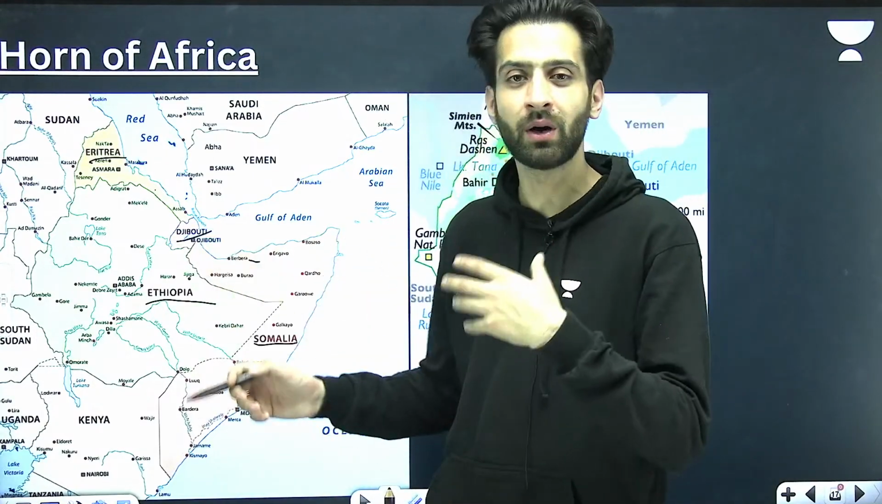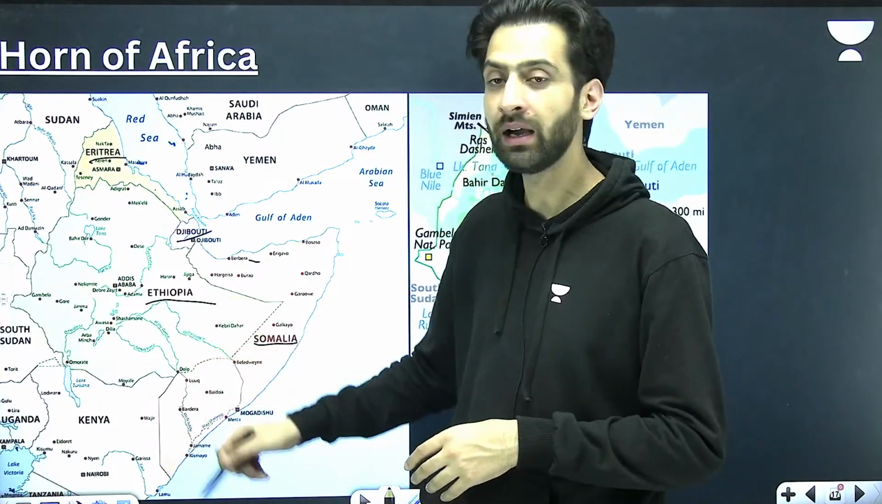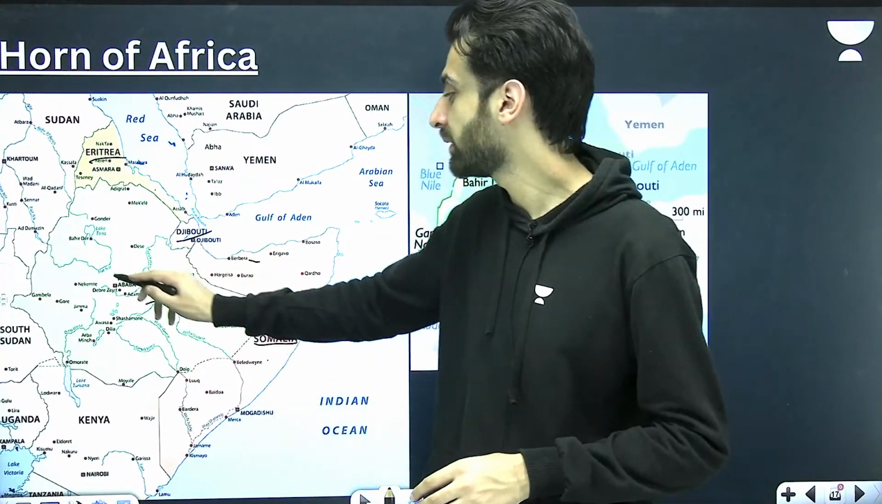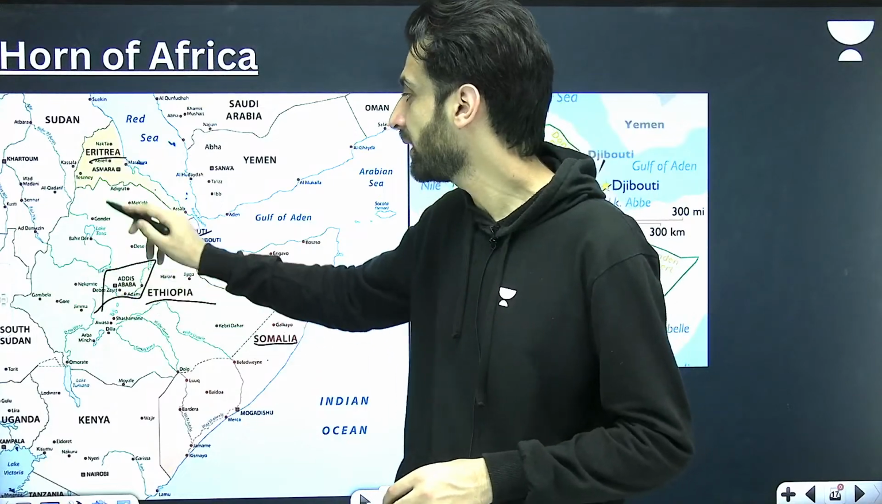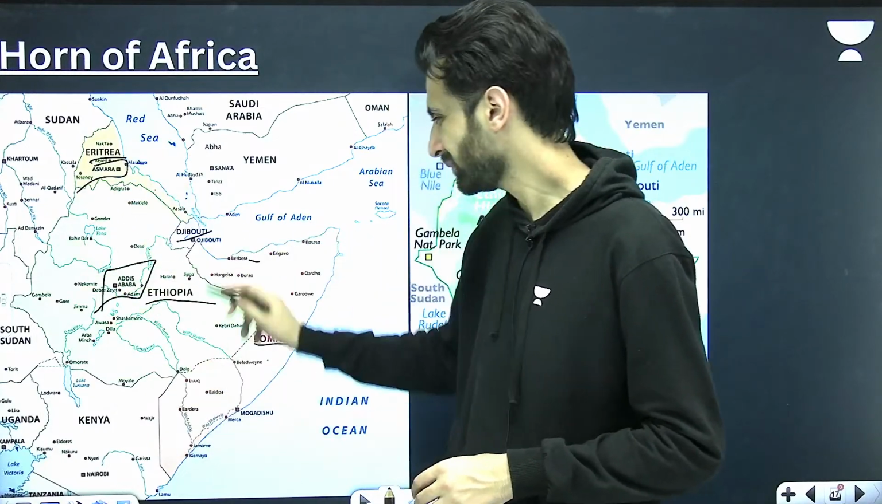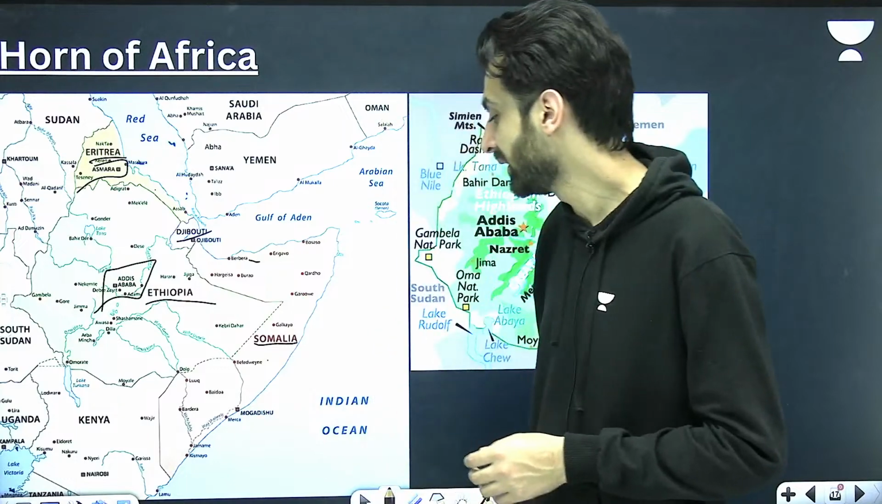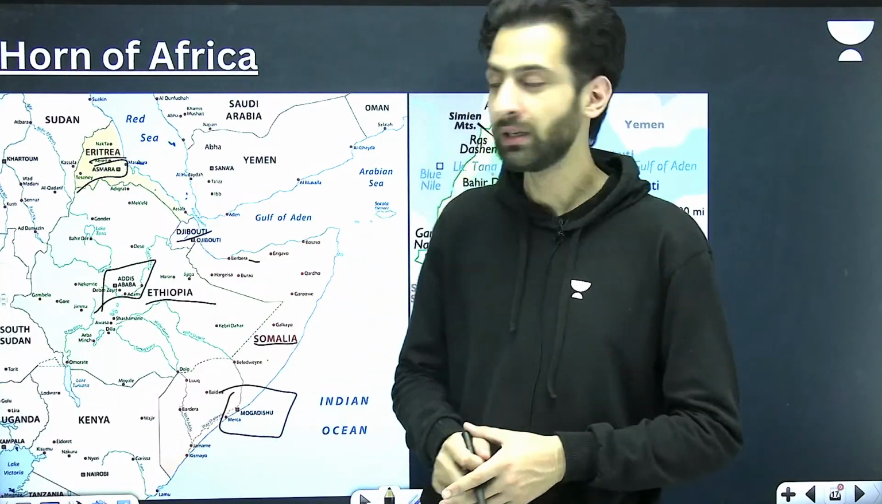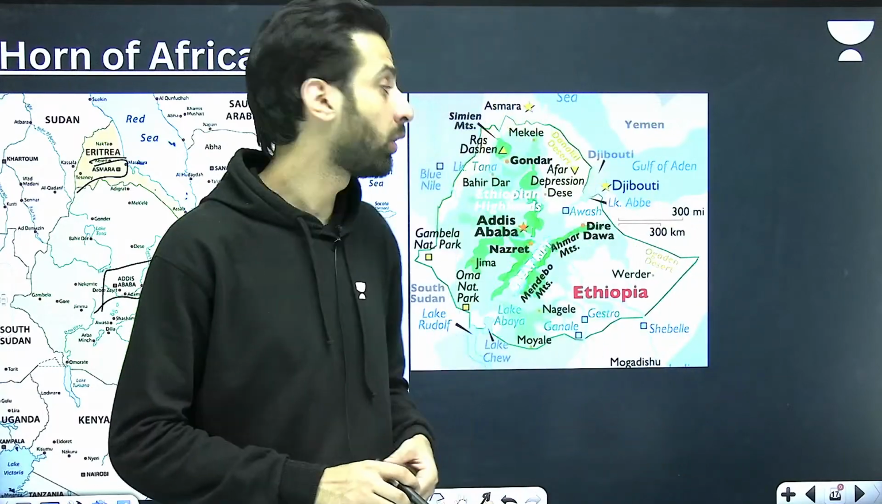You don't have to know much about it. These are the 4 countries that you need to remember. What are the 4 countries? Ethiopia, Eritrea, Somalia, and Djibouti. The capitals you don't have to remember, it's okay, but some important capitals: Addis Ababa, Asmara. Djibouti is very easy, it's Djibouti City, and then you have Mogadishu. These are the 4 capitals, remember them. These are the 4 countries in the Horn of Africa.